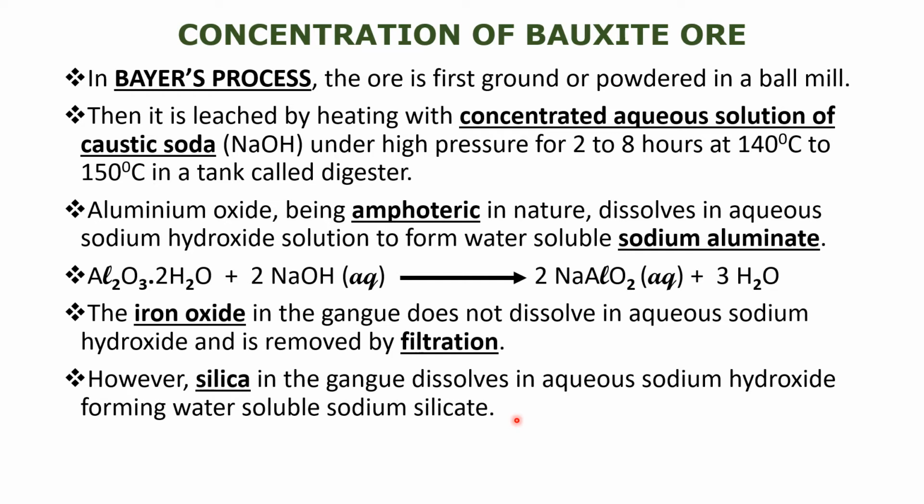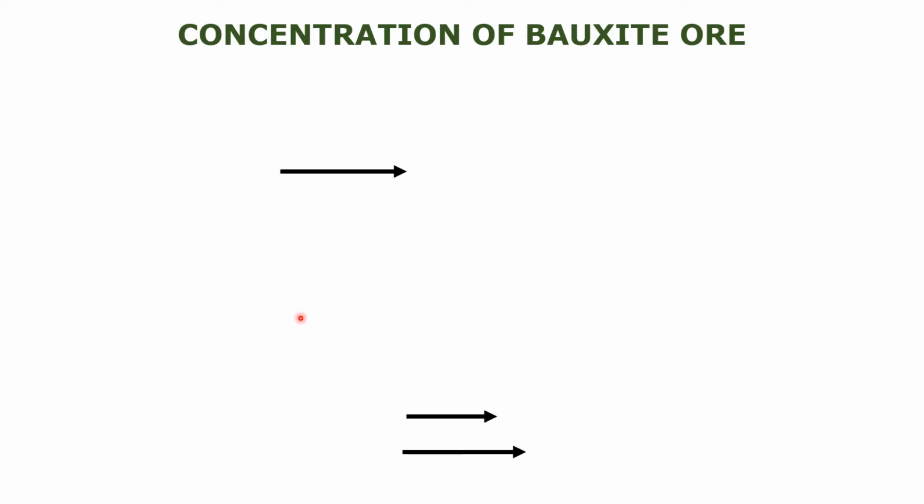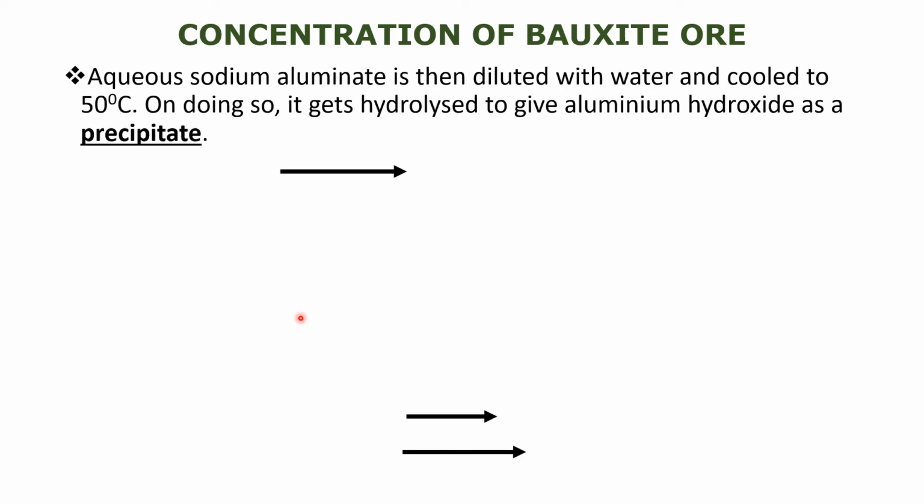So let's continue. We'll see how we can get rid of this silica or the sodium silicate. Now this aqueous sodium aluminate is then diluted with water and cooled to 50 degree Celsius. Now what happens when you cool it to 50 degrees Celsius? It gets hydrolyzed. Since we are adding water, the water will hydrolyze it.